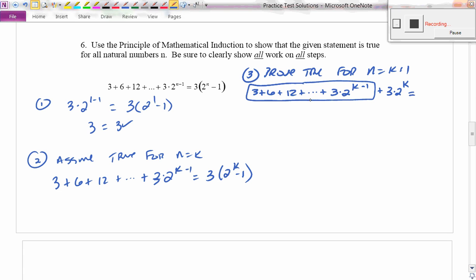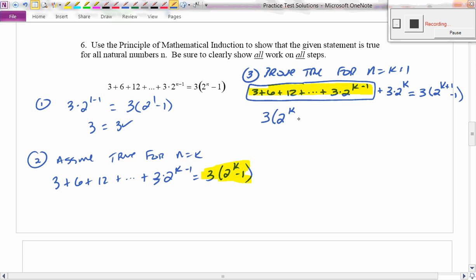Then on the other side of my equation, I replace n with k plus 1. So that's going to be 3 times 2 to the k plus 1 in the exponent, and then minus 1 down below. Okay, so all of this stuff that's in my box is equal to the right-hand side of step number 2, which is why we write it down. So that gives me 3 times 2 to the k minus 1 plus 3 times 2 to the k.